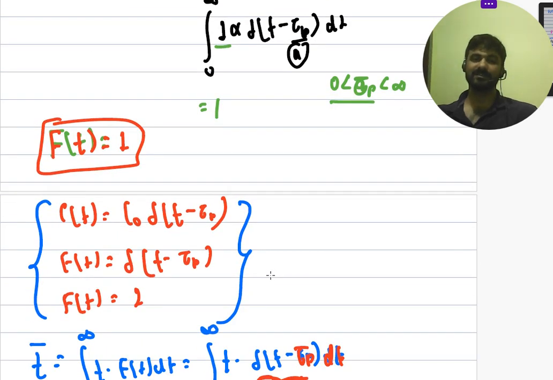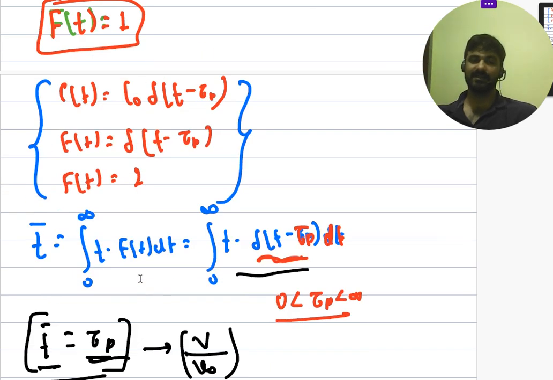So the cumulative age distribution function for pulse tracer input in a plug flow reactor will be equal to 1. So C(t) we know, that's delta(t minus tau p), E(t) that is delta(t minus tau p), and F(t) equals 1.